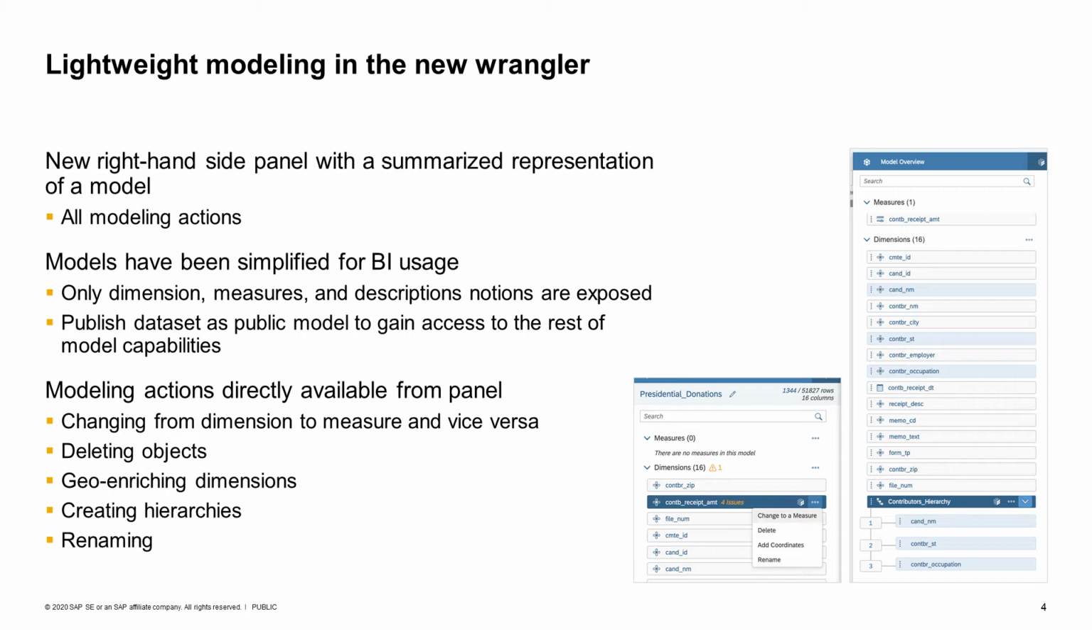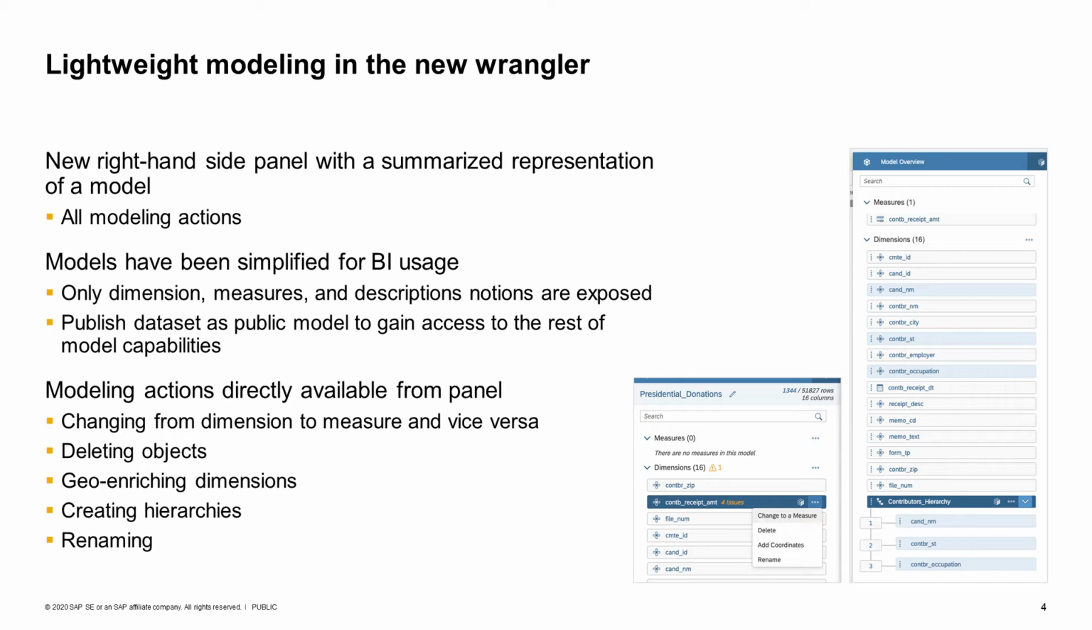Basically, the modeling in the new Wrangler is lightweight. So the idea is that right in the Wrangler, you can do light modeling, okay? The models that we build directly with the Wrangler are simplified for BI usage, okay? And they're also suitable for use in Smart Predict, all right? Certain modeling actions always need to be available, whether you're in the simplified version of the modeling environment or the more industrial strength version of the modeling environment.